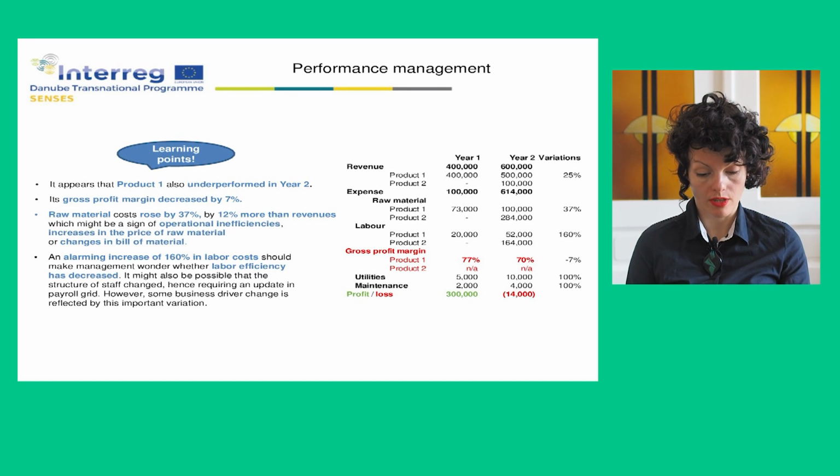An alarming increase of 160% in labor costs should make management wonder whether labor efficiency has decreased. It might also be possible that the structure of staff changed, hence requiring an update in the payroll grid. However, some business driver change is reflected by this important variation.